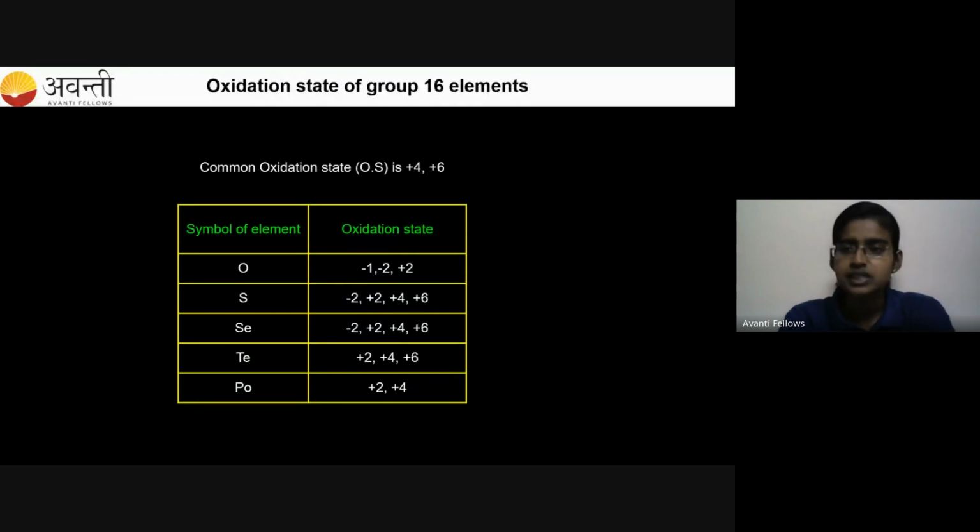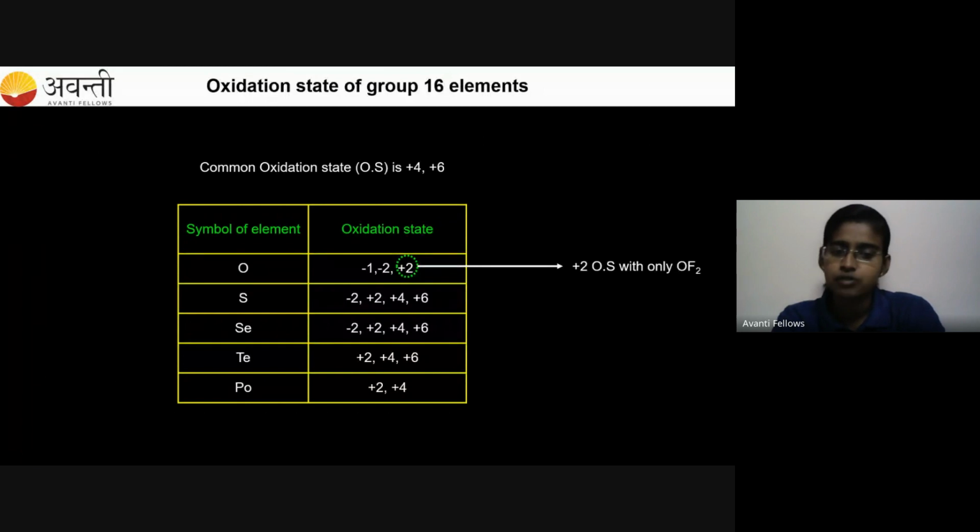But for oxygen, the +2 state exists only for OF2. When oxygen is present in the form of OF2, in that OF2 only oxygen will take the +2 state. This you might have studied in your redox reaction lesson of class 11. Oxygen is bonded with the most electronegative element in this compound, right? So it will lose its electron. It will lose 2 electrons to form the 2 bonds in OF2. So only when oxygen is bonded with fluorine, it takes a positive oxidation state.